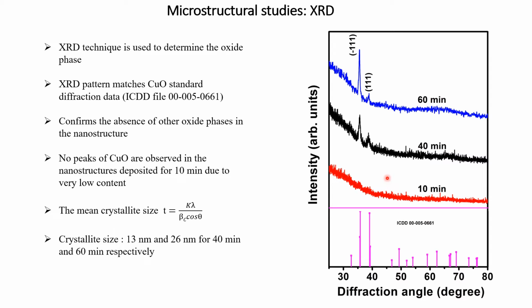The XRD pattern matches with the standard copper oxide data and confirms the absence of other oxide phases in the nanostructure. No peak attributable to copper oxide is observed due to the very low content of copper oxide for the nanostructure deposited for 10 minutes. The crystallite sizes are calculated using the Scherrer formula, and the nanostructures deposited for 40 minutes and 60 minutes have crystallite sizes of 13 and 26 nanometer respectively.